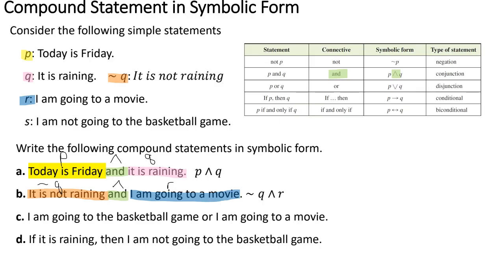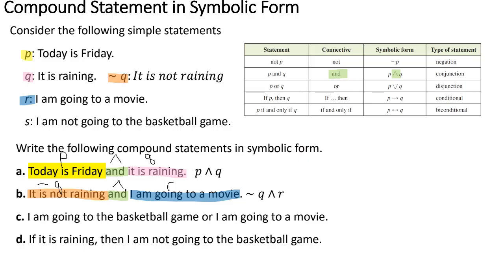The next example, letter C, reads, I am going to the basketball game or I am going to a movie. Well, the first statement, I am going to the basketball game, is actually the negation of S, because S says I am not going to the basketball game. So since in C I'm saying I am, that's the negation of S.